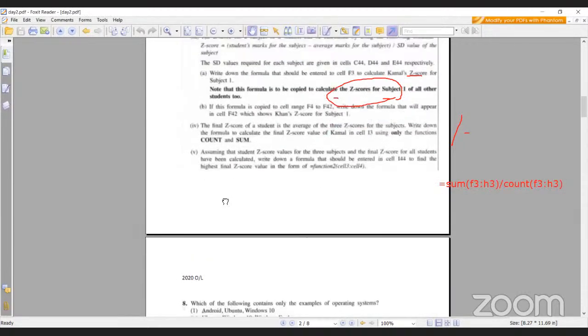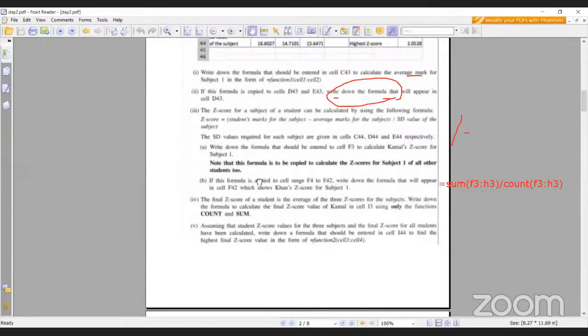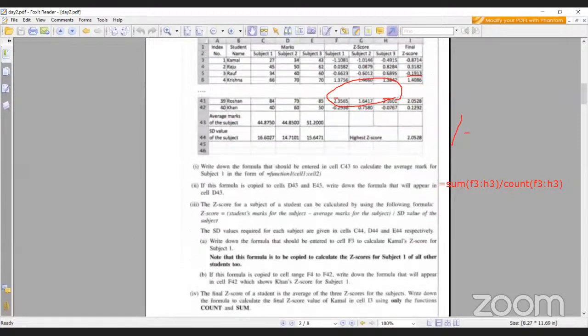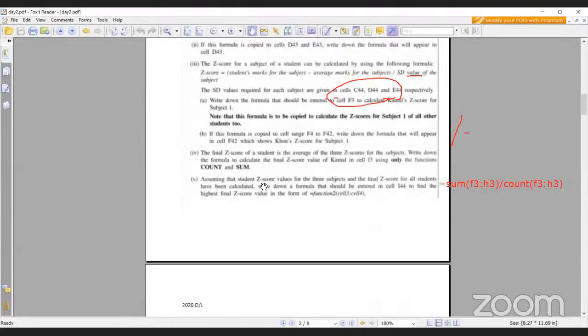Then the fifth one. Assume the student Z score values for the three subjects and the final Z score for all have been calculated. Write down the formula that should be entered in cell I44 to find out the highest final score. So it is easy. By the function max: equal max I3 to I42. That's all.